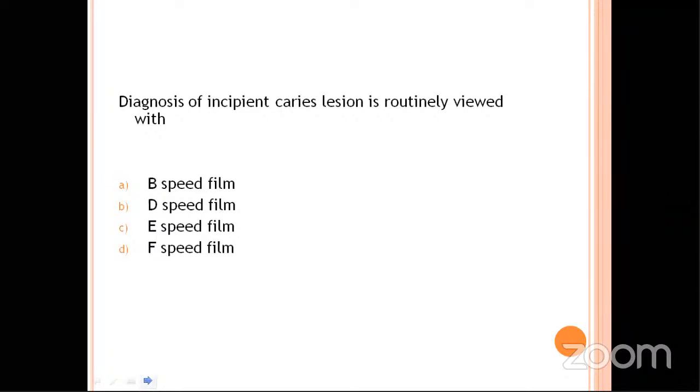It is divided into A, B, C, D, E, and F. So what we most commonly use is the E film, and it is written in small letters on the film layer. Next time when you see an IOPA film, just see that there will be a small indication. So the diagnosis of incipient caries lesion is seen with the E film. Some of the options will be like an F film, so don't confuse it. E film is the option.